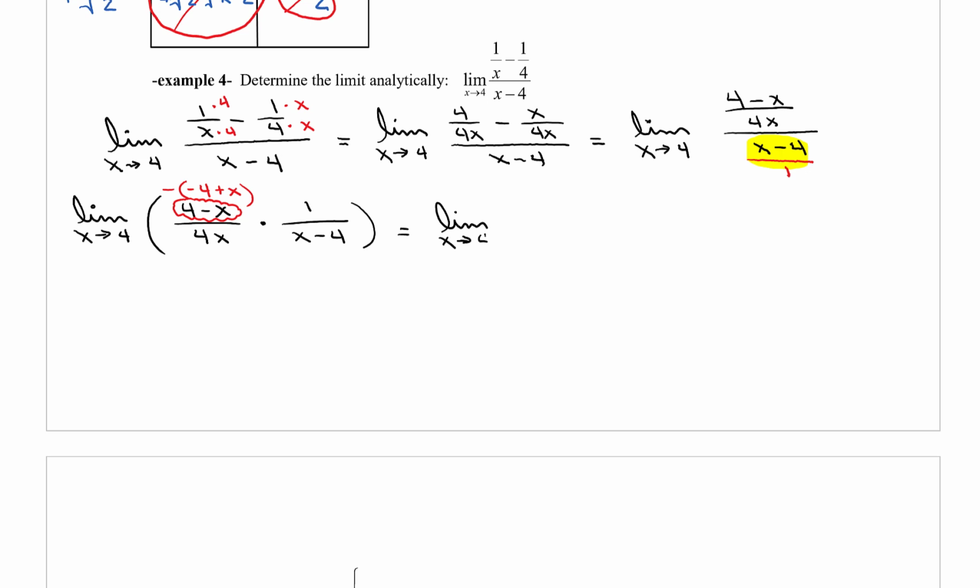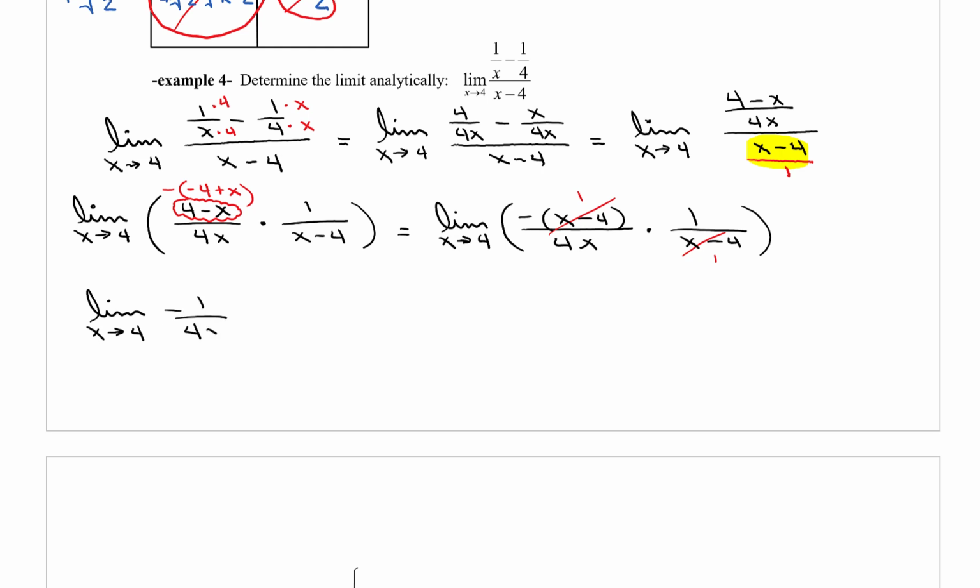So then this equals the limit as x approaches 4. We're going to open up a set of parentheses. We're going to have a negative, open up another set of parentheses, x minus 4, close the parentheses, over 4x. It is going to be multiplied with another fraction here, 1 over x minus 4, and then the x minus 4s will cancel out. We'll just leave factors of 1 there in place. And then we will have the limit as x approaches 4 of negative 1 over 4x.